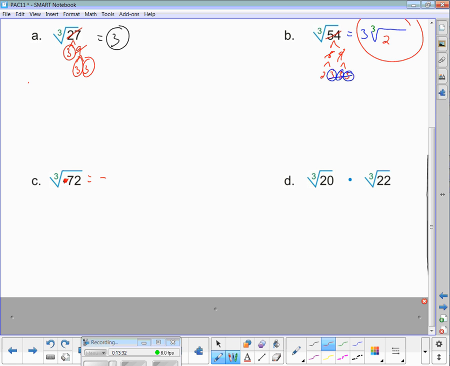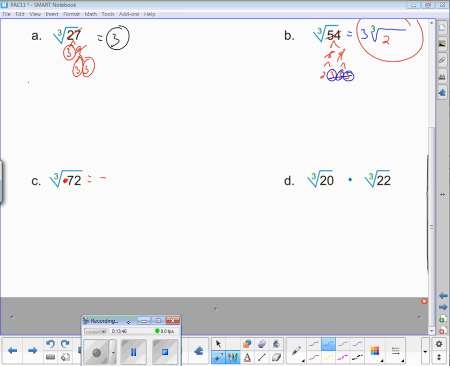What would be the next step? What's the next thing I'm going to do? Come on, what's the next thing? Kaylin, what's the next thing? Factor the radicand. All right, go ahead. See what you guys can do with this. Go ahead and finish it off. Cube root of 72. All right, I'm going to pause the video.